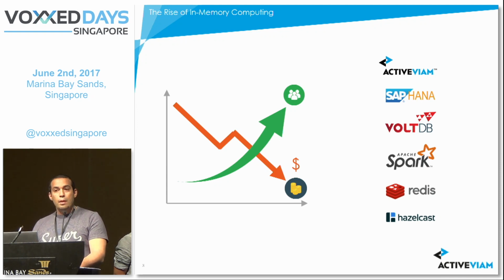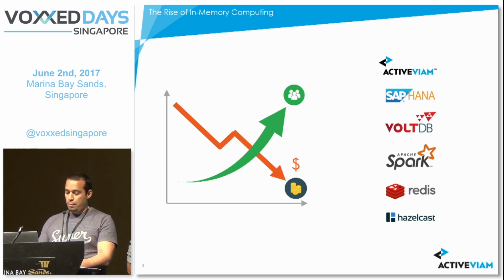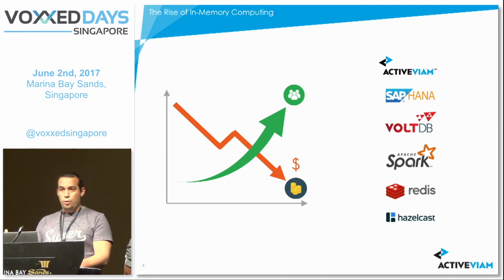And finally, Apache Spark speeds up big data batch processing by storing intermediate results in memory. So everything you could do before, you can do now faster. But is that the end of it? We don't think so.